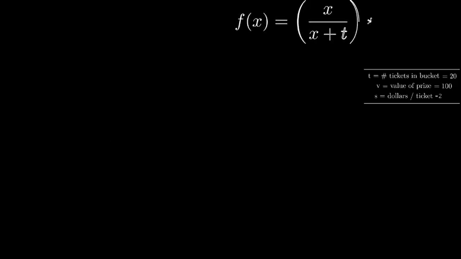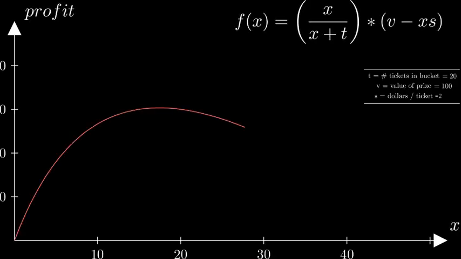Let's take a look at how this looks on a graph. Let's say there's 20 tickets in the bucket, tickets cost $2, and the prize is worth about $100. The x-axis here is how many tickets we purchased and put in the raffle, and the y-axis is how much profit we can expect to make from it. So when you buy 0 tickets, obviously you can't expect to make any profit because you don't have any chance of winning. And when you buy more than 50 tickets, your chances of winning are really good, but you're guaranteed to lose money, which is why it's negative, because you're already paying more in tickets than the value of the prize.